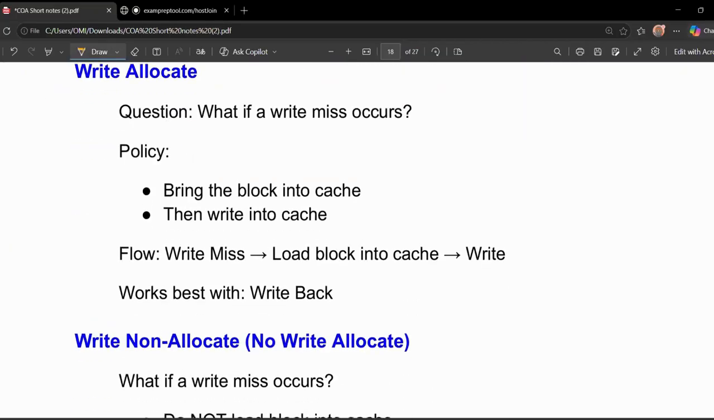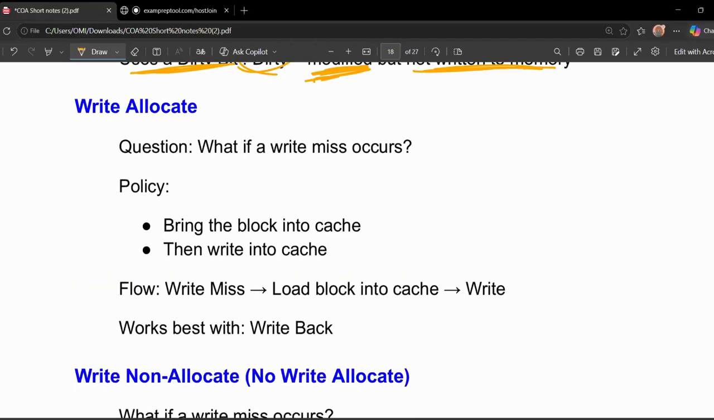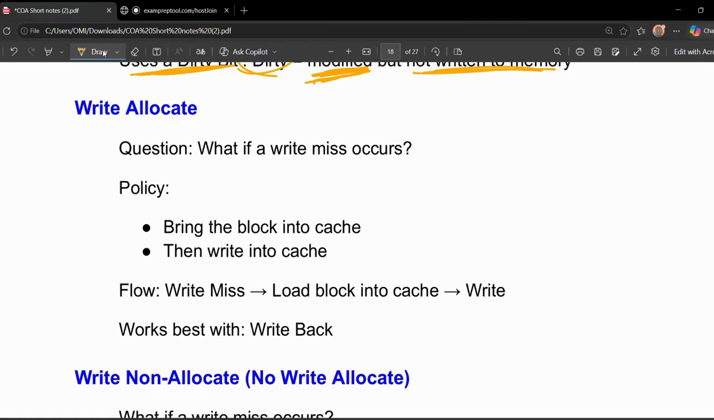Now, what happens in case of a write miss? You have two types: write allocate and no write allocate. We will look at both. The question is, what if a write miss occurs? What is the write allocate policy? It says to bring the block into the cache, then write into the cache.